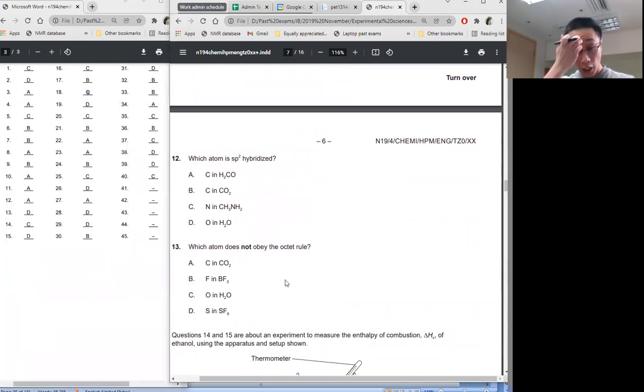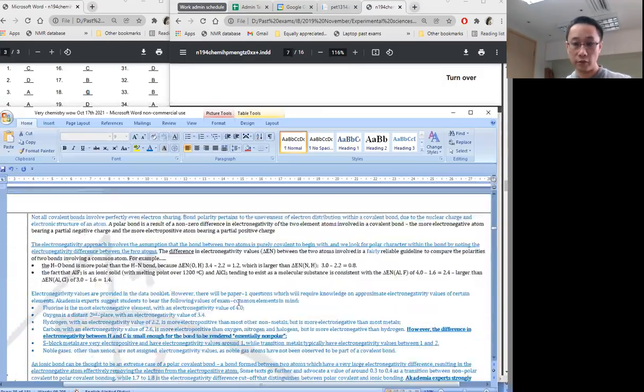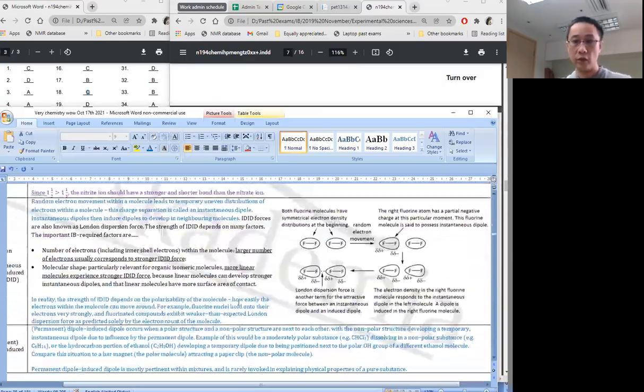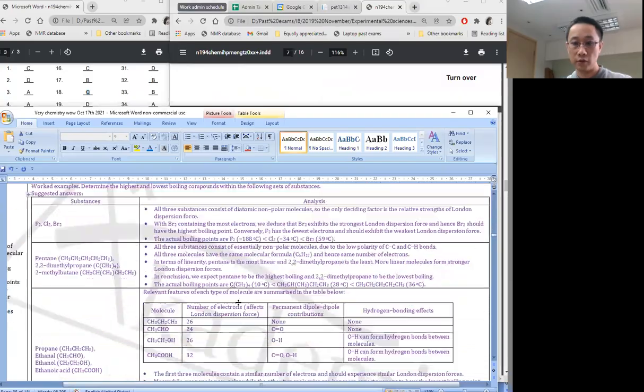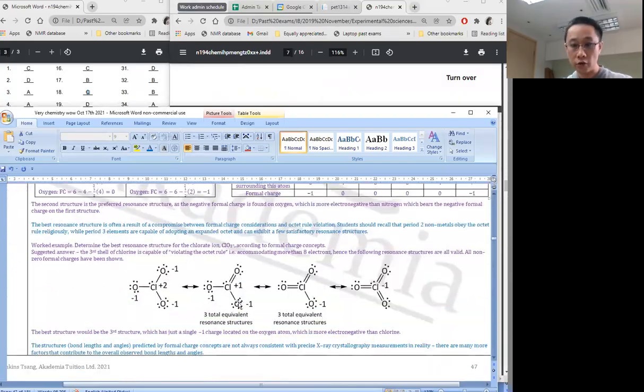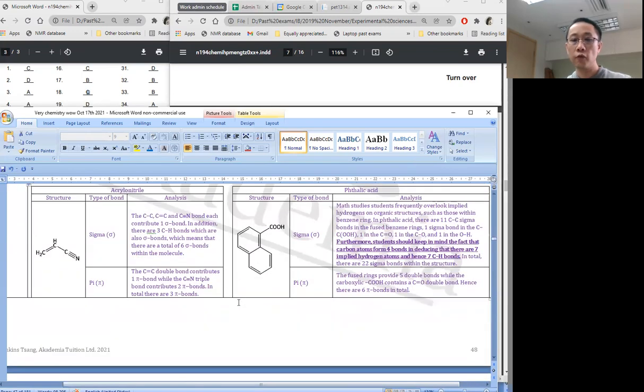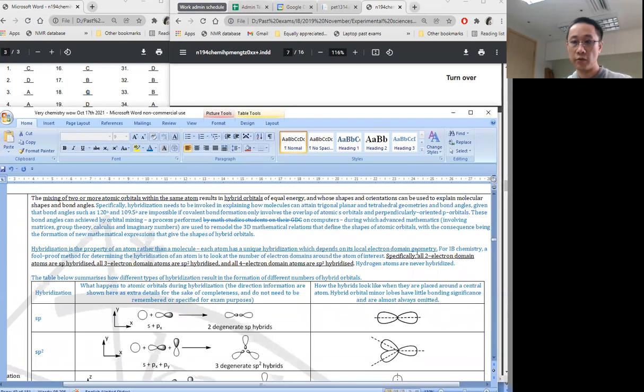Question 12, identifying sp2 hybridized atoms, should be an easy task. The rule for identifying sp2 atoms is basically to look at the number of electron domains around a particular atom. A 2-domain atom is always sp, 3-domain atoms are sp2, 4-domain atoms are sp3, and there's no exception to this rule.